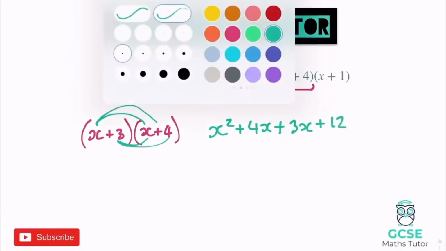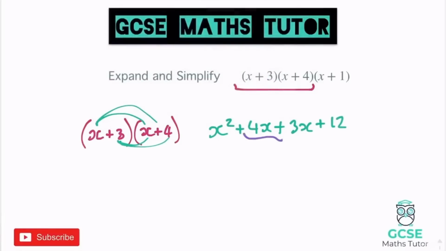And again, just make sure you tidy this up now before looking at the next one. So we'll tidy those up. We get x squared plus 4x plus 7x plus 12. There you go, once it's all tidied up.